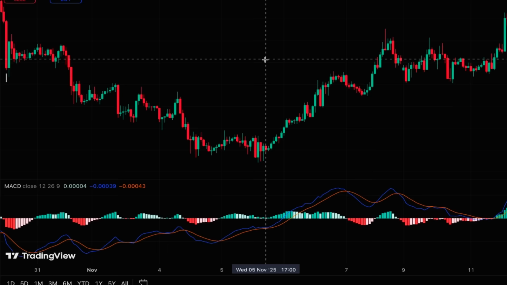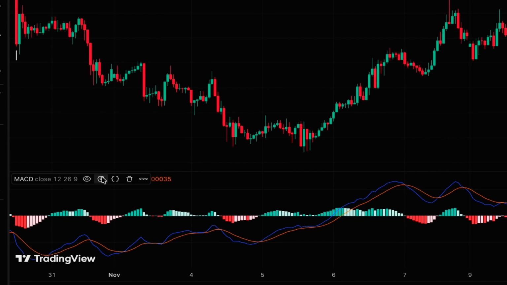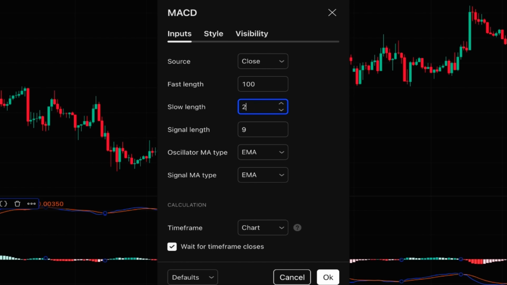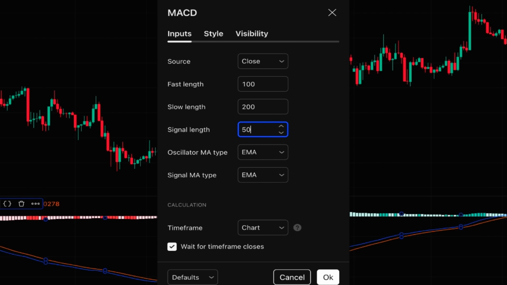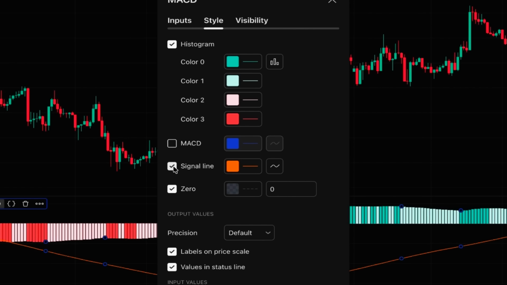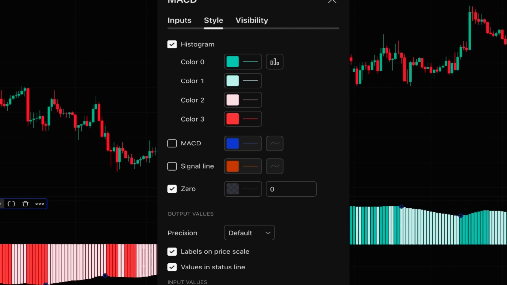Here we go to the settings of MACD, and for the fast length we set it at 100, for the slow length we set it at 200, and for the signal length we set it at 50. And then we go to the style tab and we remove the MACD line and signal line because we only need the histogram.